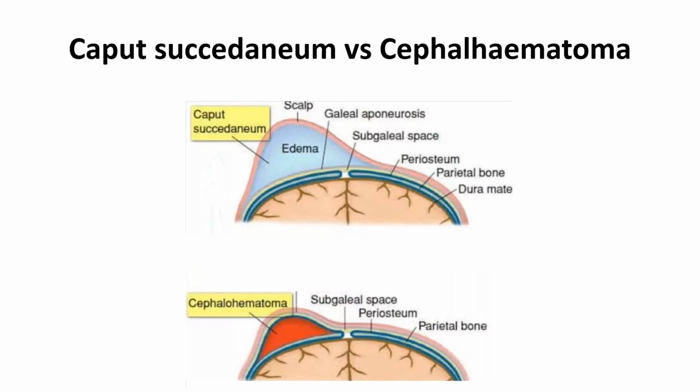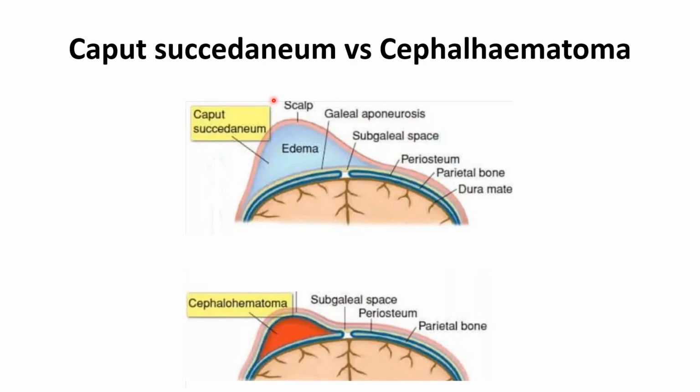In Caput succedaneum, there is soft tissue injury to the scalp during delivery. So here the fluid collection is superficial to the periosteal layer. While in Cephalhaematoma, the fluid collection is deep to the periosteal layer, so you can see on this side. And since the periosteal layer is fused to the suture lines, the swelling does not cross the suture lines. While in Caput succedaneum, the swelling is of the soft tissue layer, and since it is lying superficial to the periosteum, this swelling crosses the suture lines.